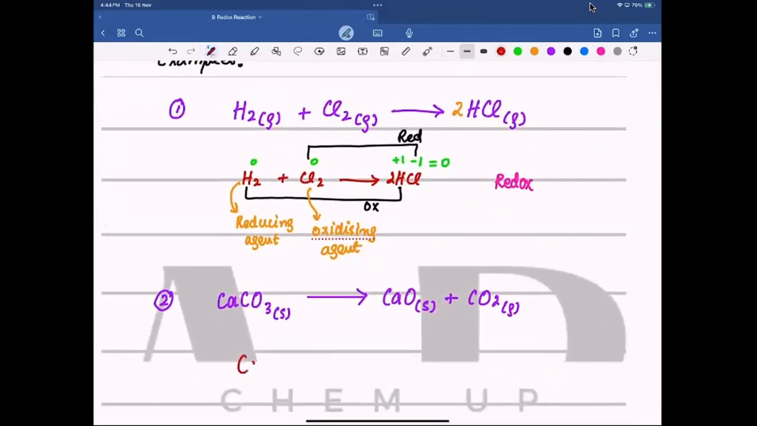Okay. Now, if you look at the second equation, where calcium carbonate on heating turns into calcium oxide and carbon dioxide, is this a redox reaction or not? Who is going to tell me? If you put the oxidation numbers on each element, then you can identify. So do it quickly. Put the oxidation numbers.